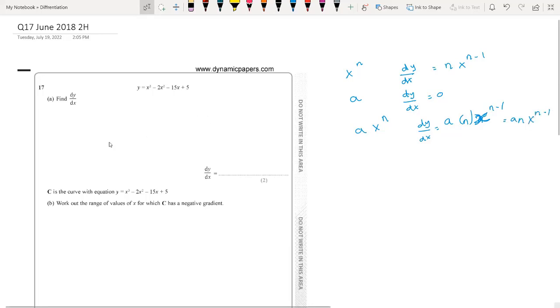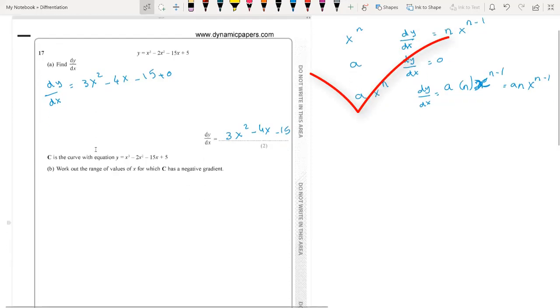Apply this on the question. So you have dy by dx is equal to 3x squared minus 4x minus 15, and plus 0. This is the differentiation of 5. So the answer is 3x squared minus 4x minus 15. So this is the answer of the first part.